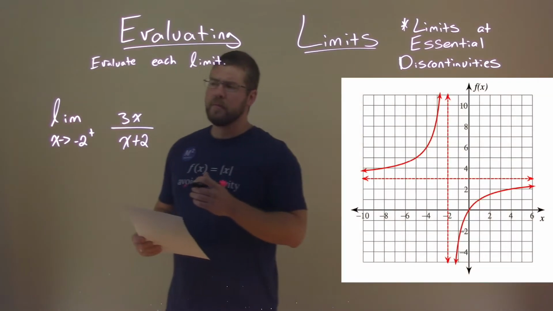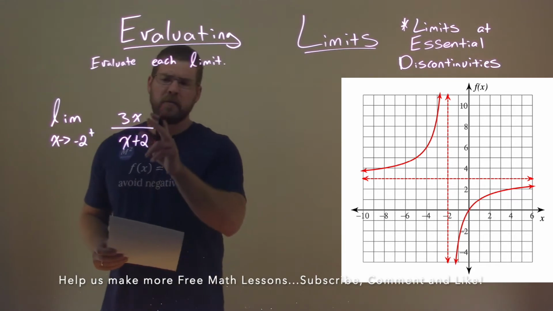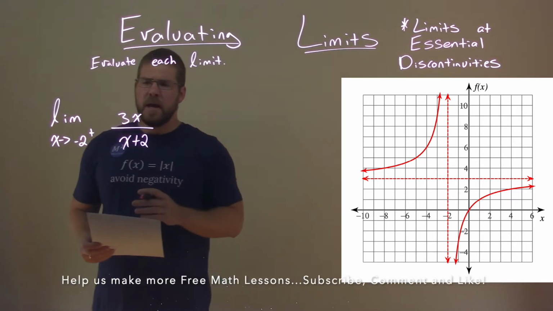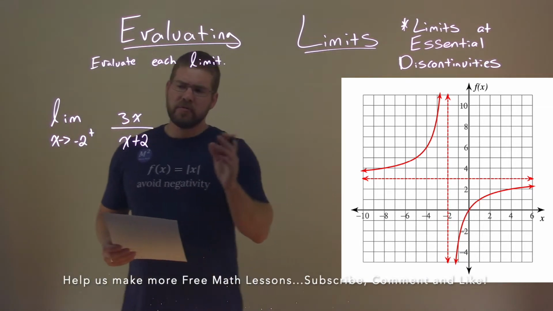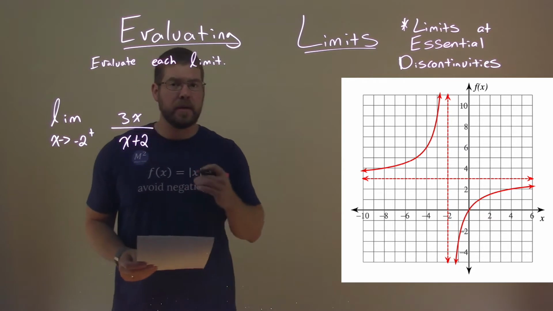We're given this limit right here, the limit as x approaches -2 from the right of 3x over x plus 2. And we need to evaluate this limit. Now it's tricky here, we can see our graph, but what's tricky is at -2, we can't just plug it into x, right? That makes the denominator equal to 0.